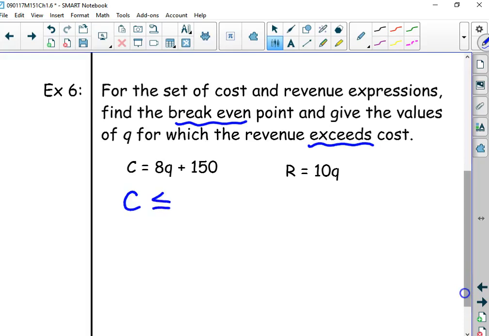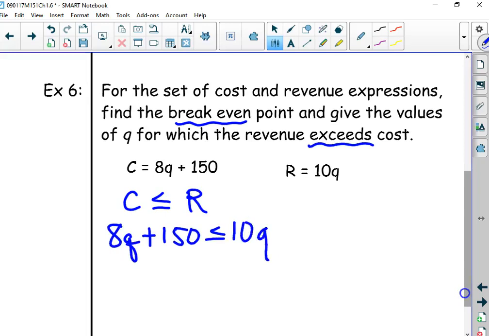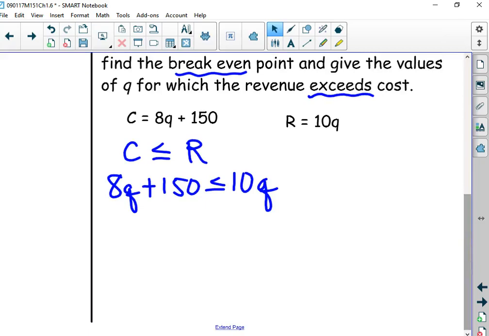So depending on how we set it up, we want to show that costs are less than or equal to revenue. We could have set it up the other way. R is greater than or equal to cost. Same. So we're looking for where revenue equals the break-even point or exceeds costs. So let's plug in our functions. 8Q plus 150 less than or equal to 10Q. Let's solve this. Let's get rid of those variables first. Otherwise, I might just go in circles.